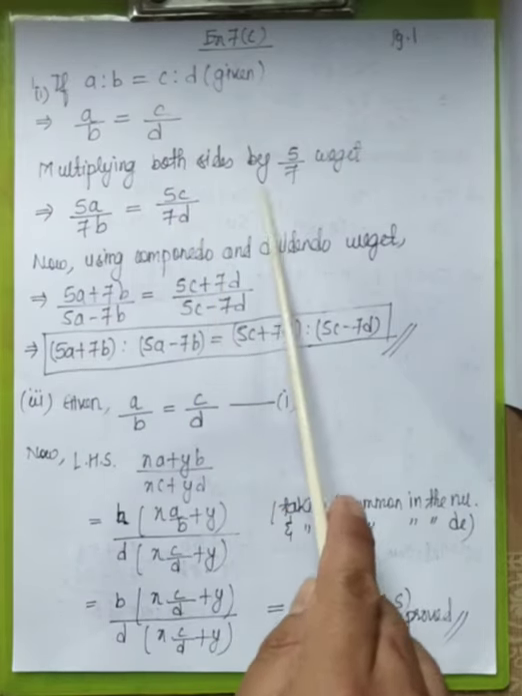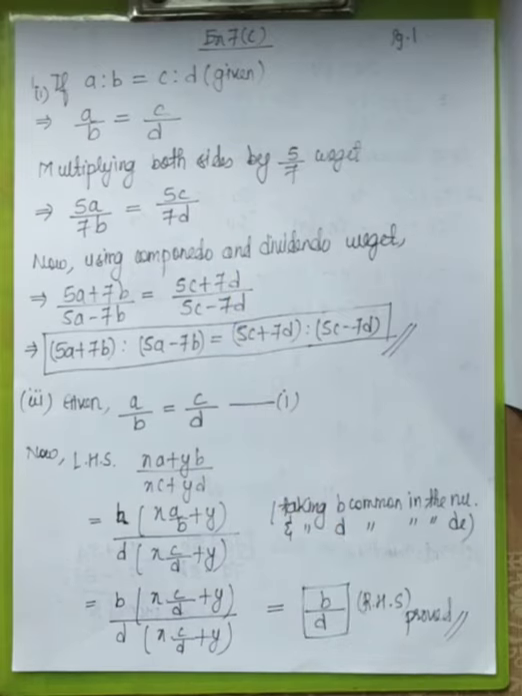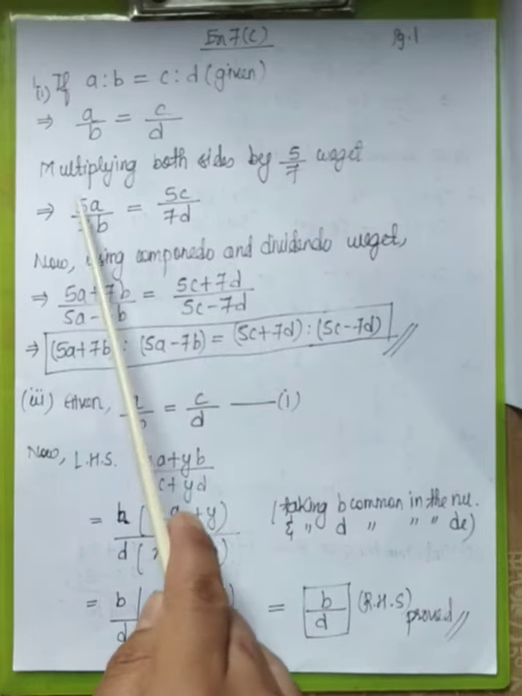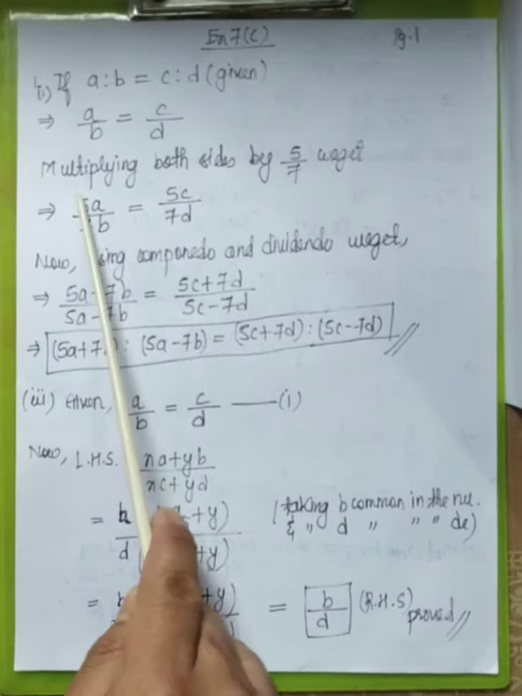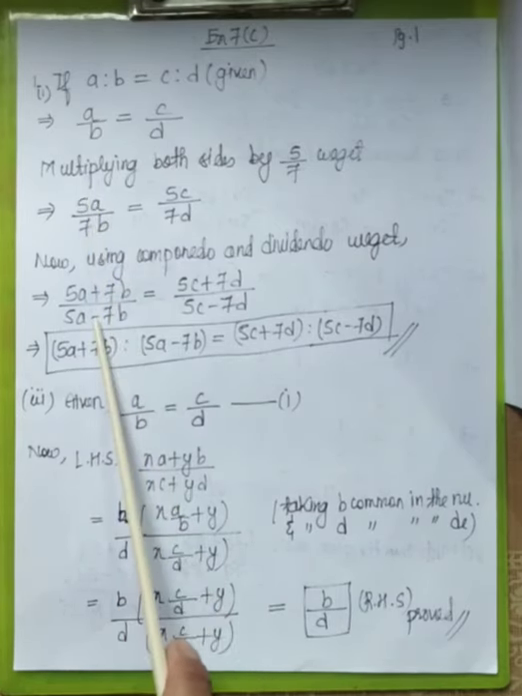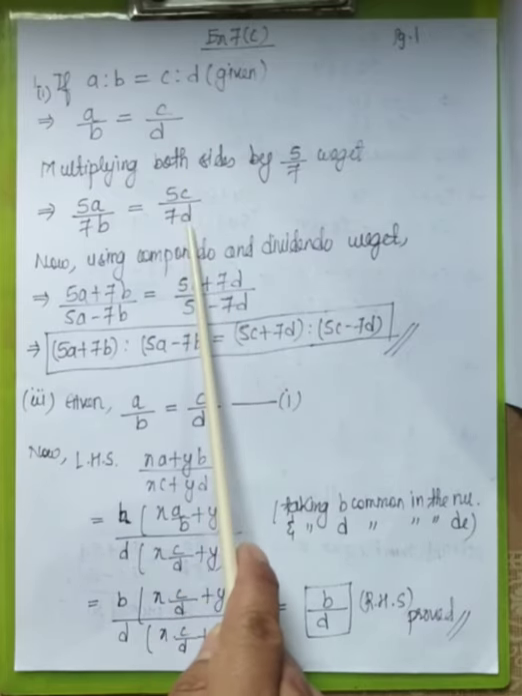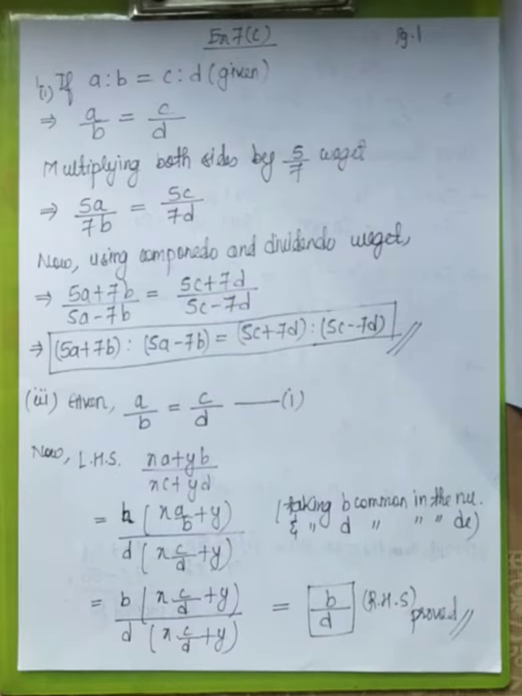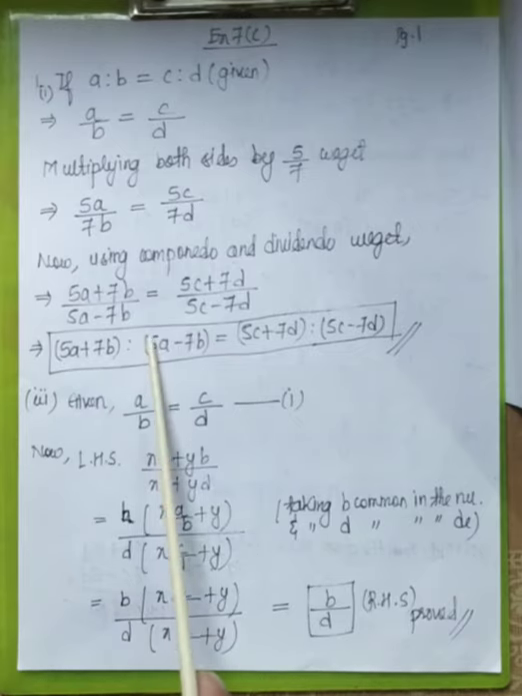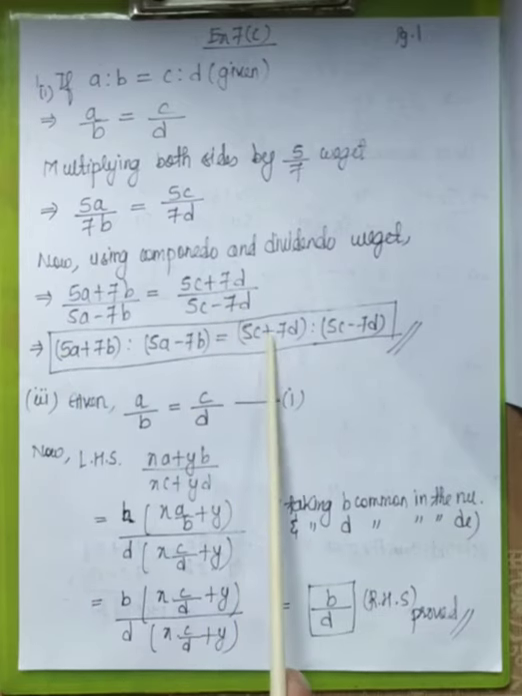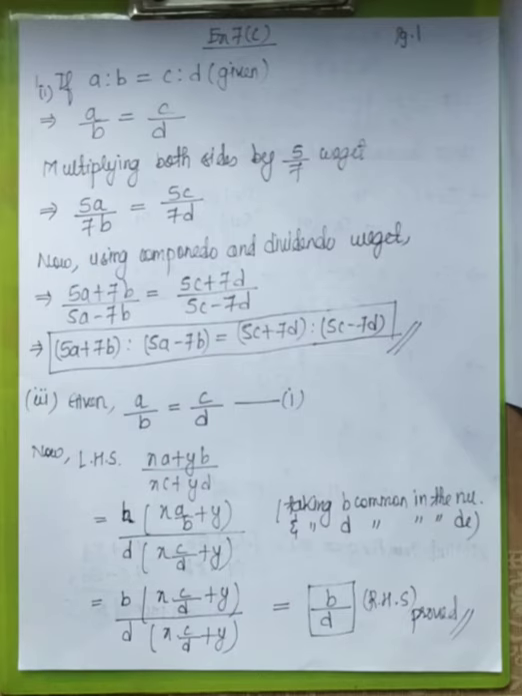I hope you're clear till here. And now we just have to use componendo and dividendo and you'll get the result. Verify yourself. Using componendo and dividendo, what will I get? 5A plus 7B divided by 5A minus 7B. Numerator plus denominator divided by numerator minus denominator. Here also, numerator plus denominator divided by numerator minus denominator, which is this. Okay, so this is by componendo and dividendo. Now this is the final answer, isn't it? So this by this is to this, which is your proof. So pause the video to note down.